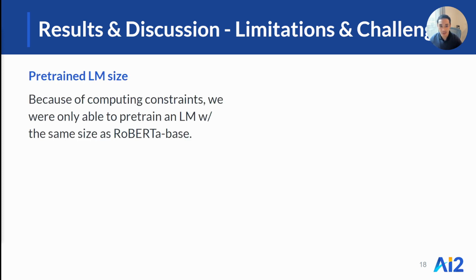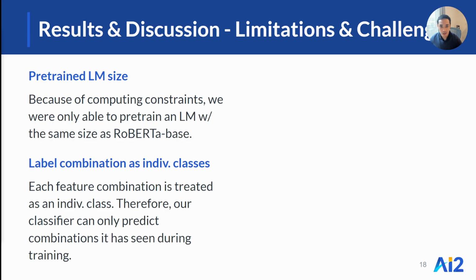First is the pre-trained LM size. The model that we submitted is equivalent in size to RoBERTa base. We would love to have trained a larger model, but there were definitely some computing constraints that hindered us from doing that. Second, for the morphologizer, we treat each label combination as its own class, and we can only predict the seen combinations during inference. One way to solve that is to model each label separately, but with 13 languages in the shared task, it might be too much again for the computing budget.